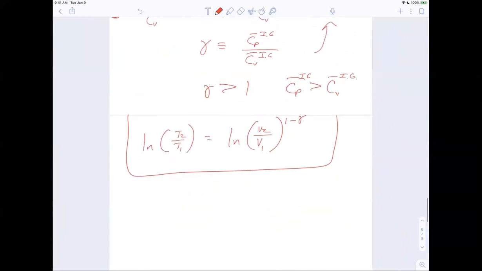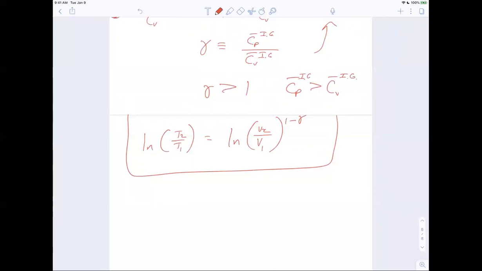I could have chosen not to introduce gamma and just keep everything in terms of CP over CV. Okay? It just makes life easier when you don't have to write more things than you have to. You'll see a lot of this in quantum mechanics next semester, when we have all of these parameters, people just lump them together so you don't have to keep writing them over and over and over and over. Okay? So that's what this gamma is.